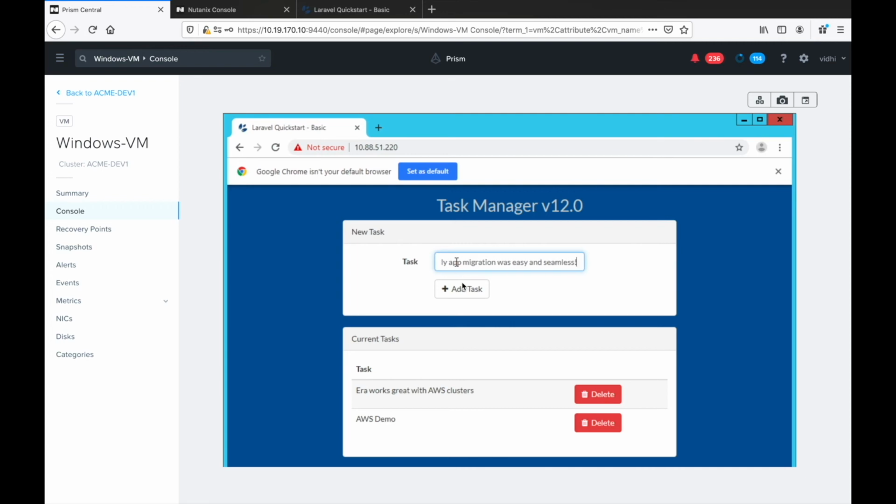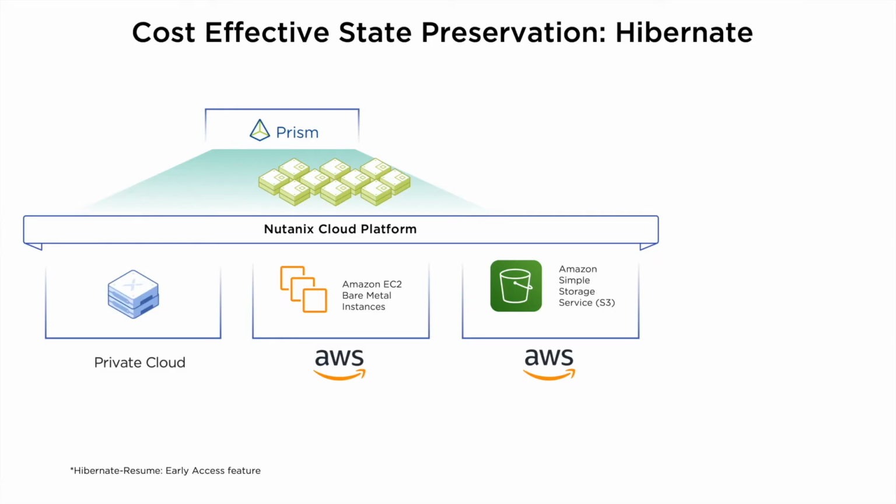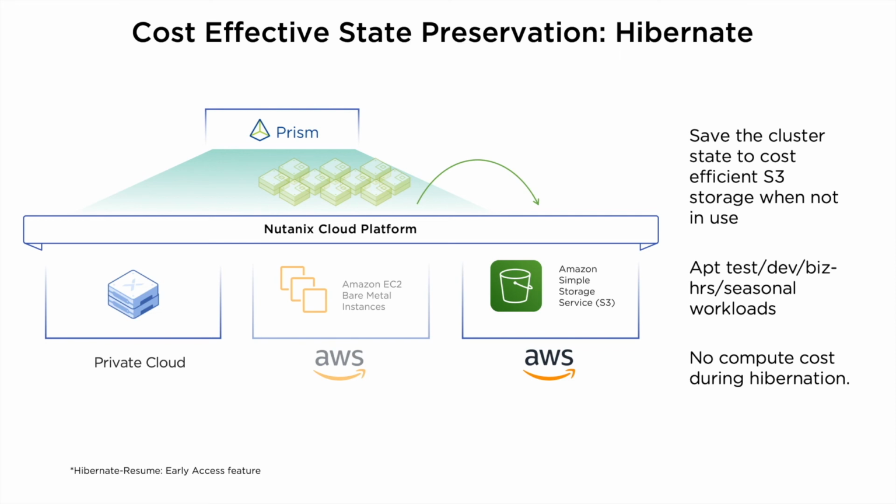Now, let's see how we can optimize those cloud costs with the Nutanix Clusters Hibernate feature. Hibernate allows you to move your data to cost-optimized S3 storage. It will then uninstall the Nutanix software. It will stop the EC2 bare metal instances, so you're only going to pay for the Nutanix software and EC2 bare metal when you need it.